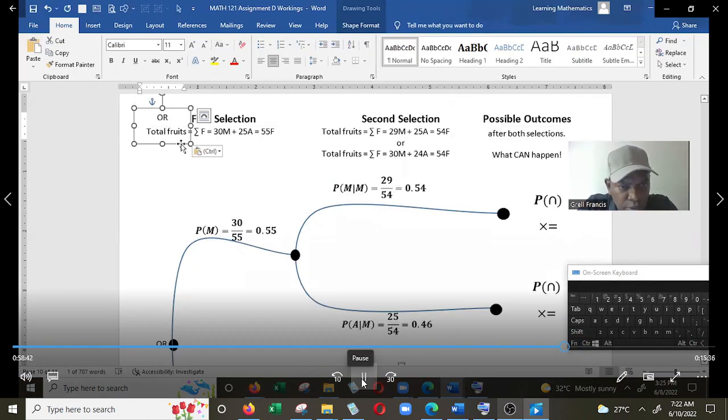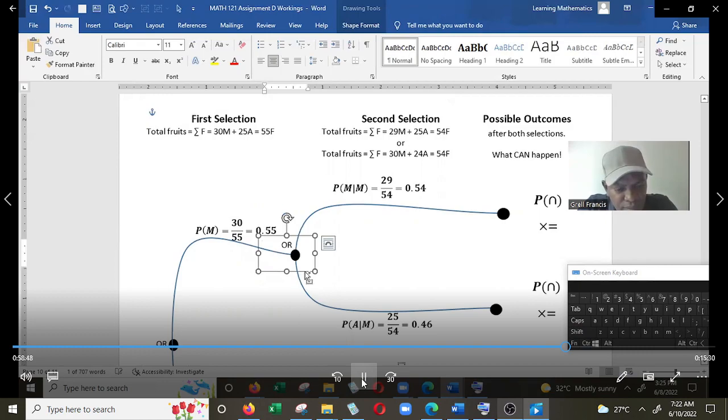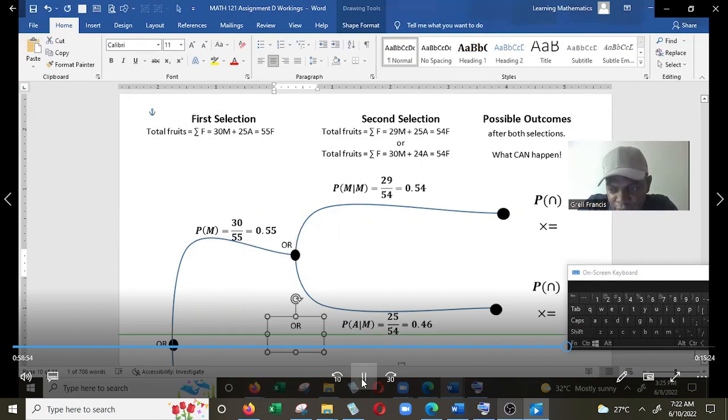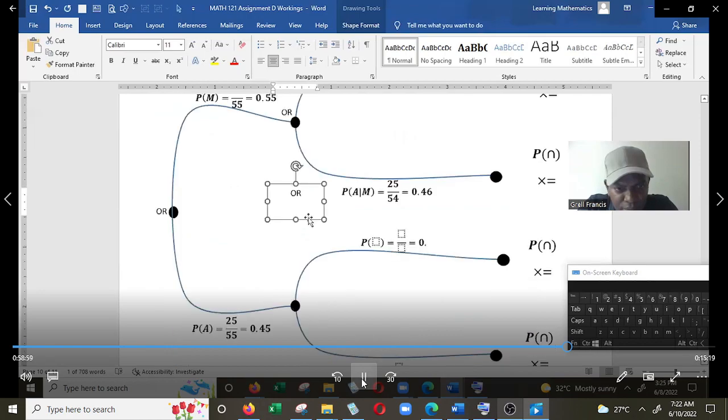Here it went up there. So you can have this, or you can have this happening. So what's the other possibility in the second selection? The probability of what?